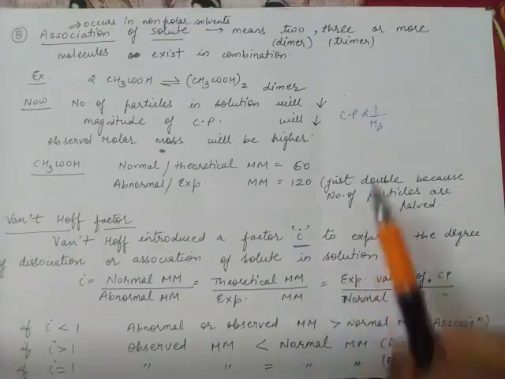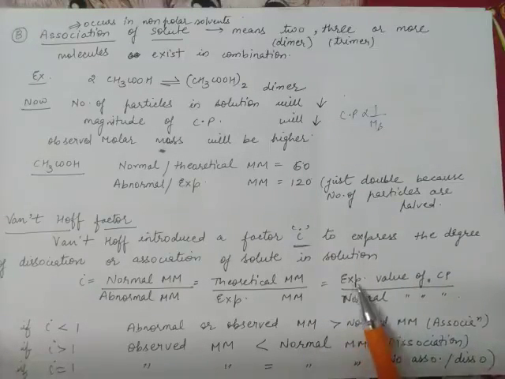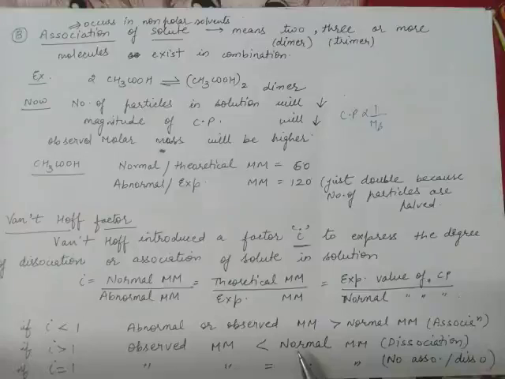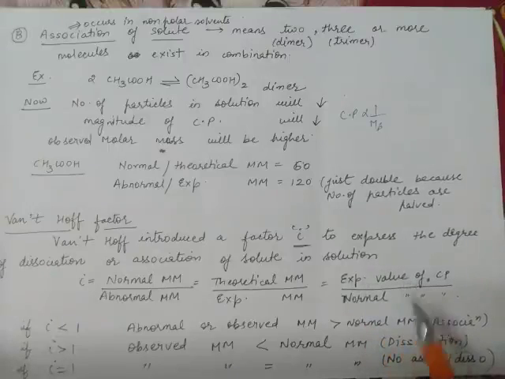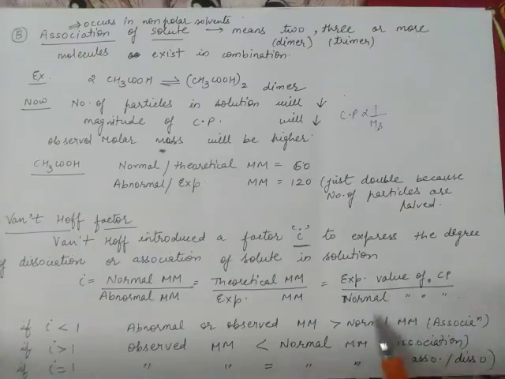Now molar mass is inversely related to colligative property. So one more formula we can use: the experimental value of colligative property divided by the normal value. Experimental means the actual value, what we are observing in the practical, and normal means the theoretical value, what we are expecting. Clear? So this ratio of the value of colligative property will give you the value of i.